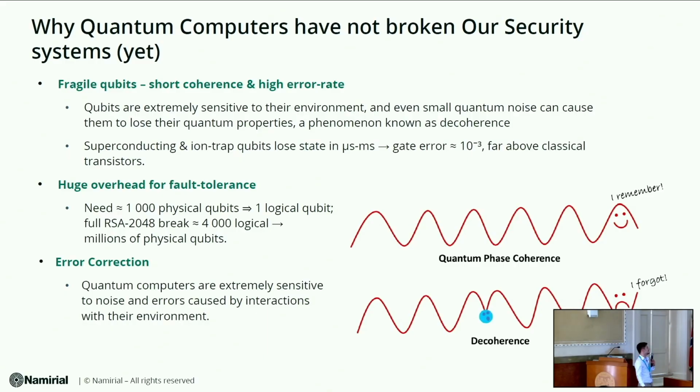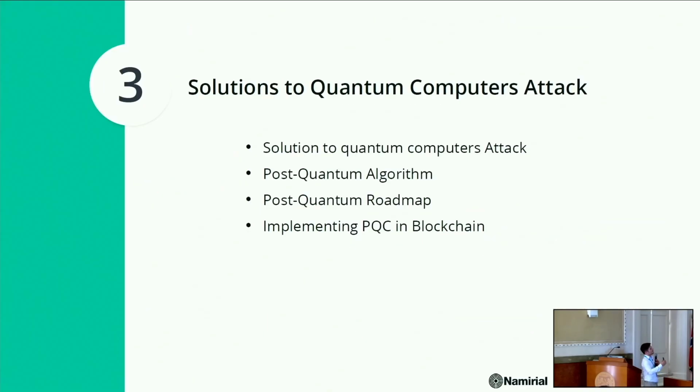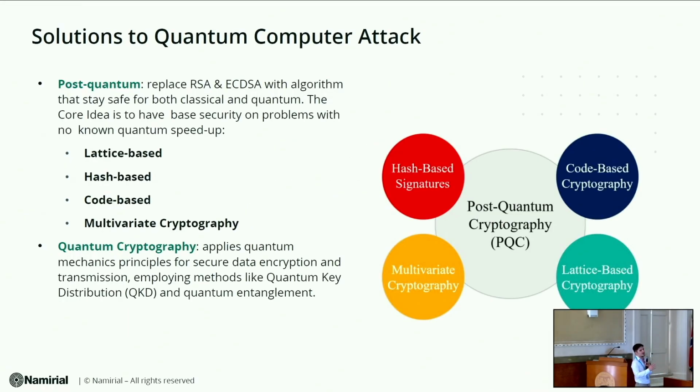The last thing is error correction. As I said before, the qubits are very fragile, so quantum computers need this sort of error correction code to resolve some of the serious problems. So there are several solutions to quantum computer attacks right now. There are two main roads ahead.